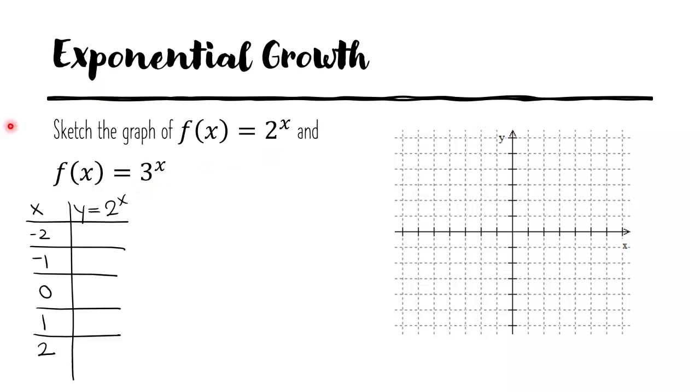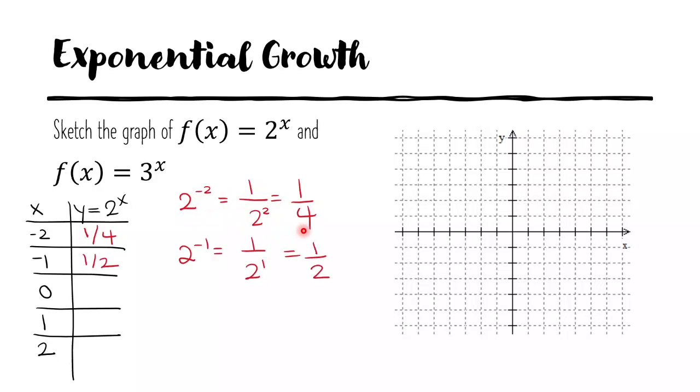I'm going to pick some negative x's, some positive. So let's just plug in the numbers -2, -1, 0, 1, and 2. If I plug -2 in for x, starting with the function f(x) = 2^x, 2^-2 we can rewrite as 1 over 2 squared, or 1/4. 2^-1 becomes 1 over 2^1, or a half.